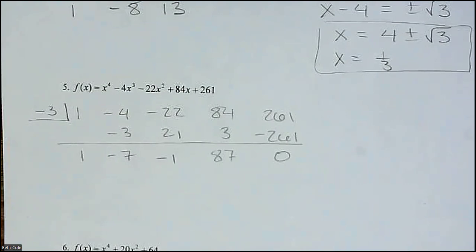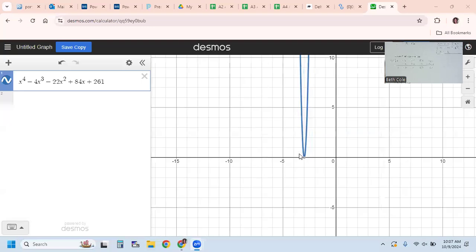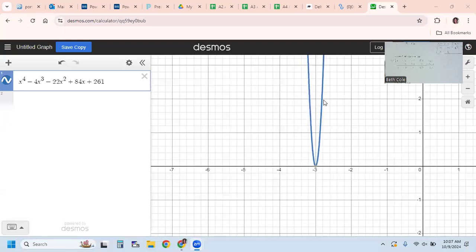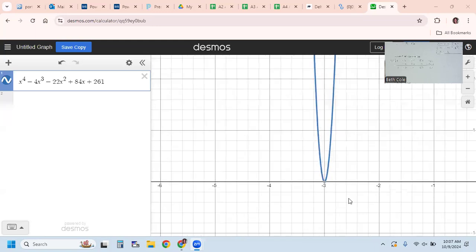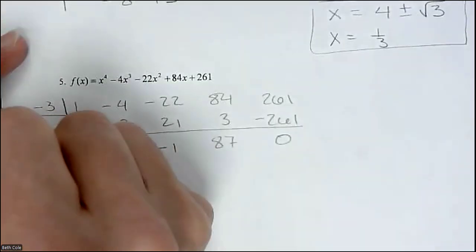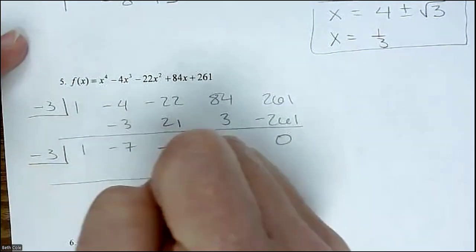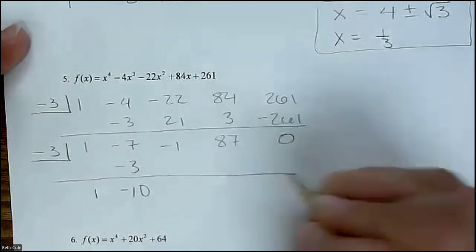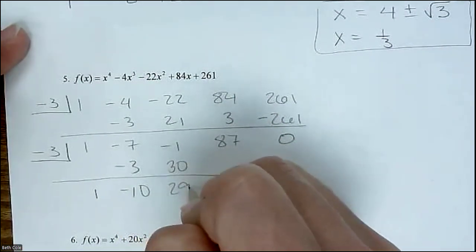All right. Now I'm going to go back. I need to find another one. And when you look at this graph, it doesn't touch the x-axis anywhere else. But here's the thing. Do you see how it is bouncing at -3? That means it's a twin, and so it counts twice. So we can actually use -3 again because the graph bounces there. So again, we're going to end up with 0 as our remainder.